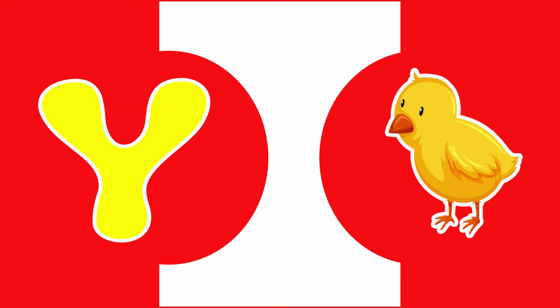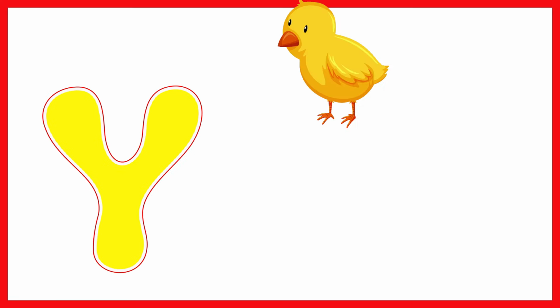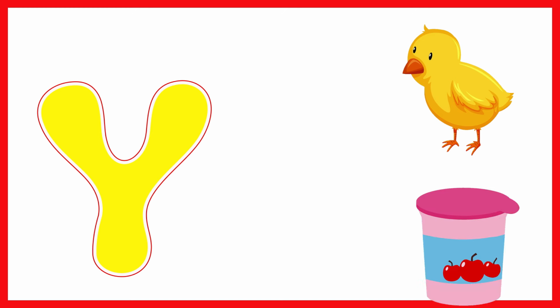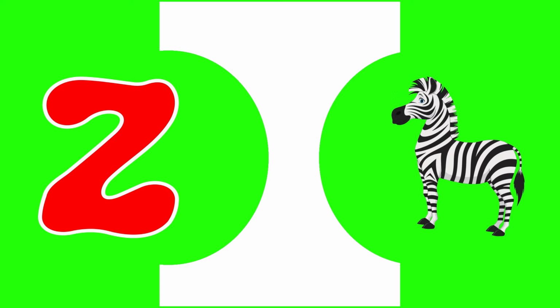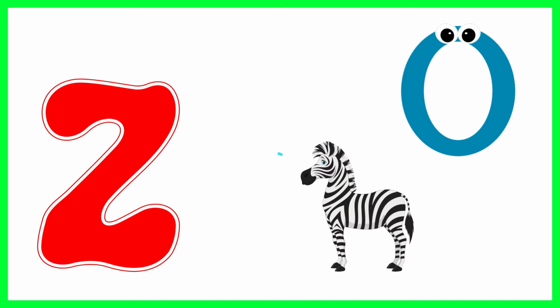Yellow. Y is for yogurt. Yogurt. Y is for yellow. Y is for yogurt. Z is for zero. Zero. Z is for zebra. Zebra. Z is for zero. Z is for zebra.